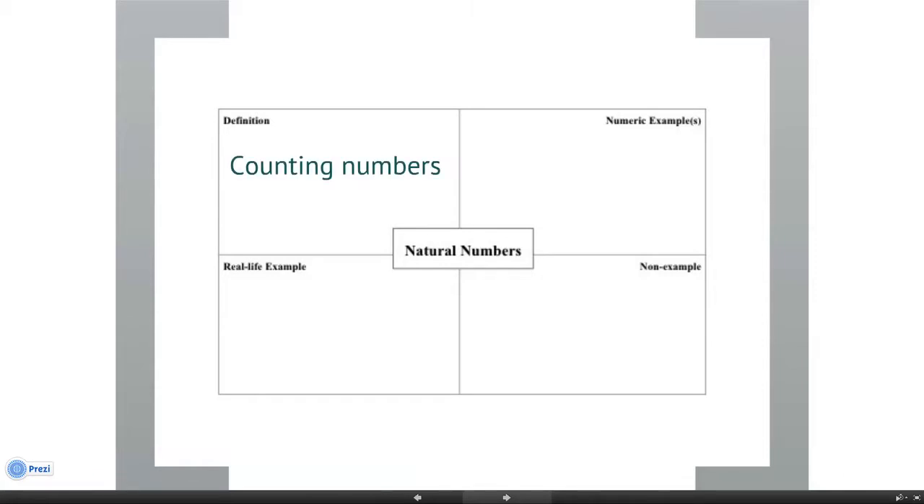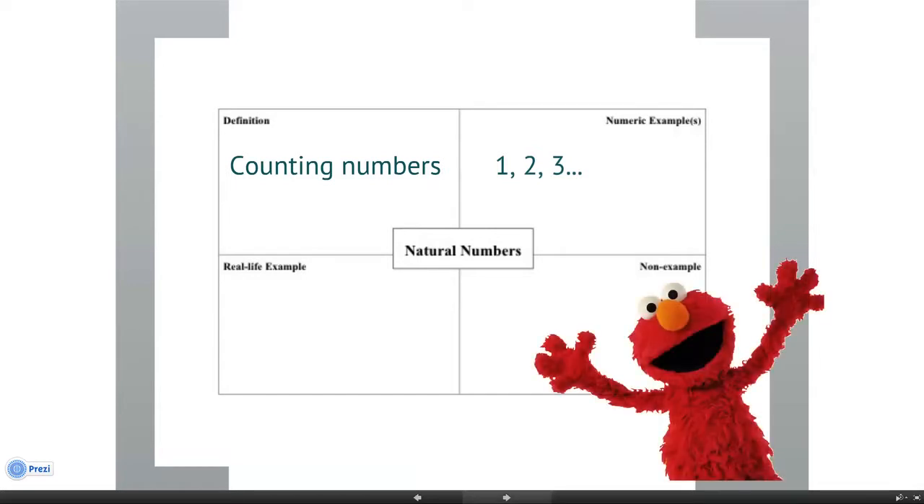So now for my numeric examples. Like the text says, these are numbers like 1, 2, 3, and so on. These are the numbers that come to us naturally when we learn how to count. In fact, some people have given these numbers the nicknames Sesame Street numbers or Elmo numbers. So what's our real life example? The text says that this could be like a farmer counting his sheep. He might have 1, 2, 3 sheep or more. It's always a nice round number. The farmer's not going to have half a sheep.